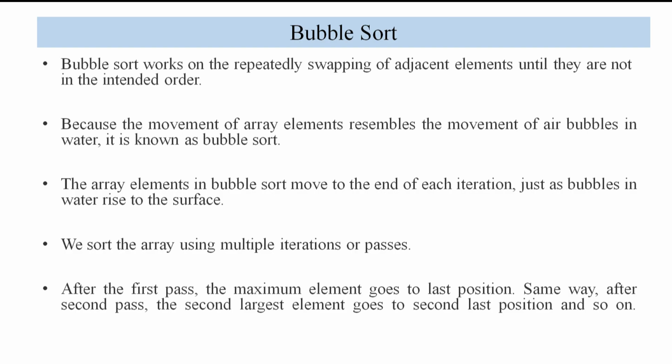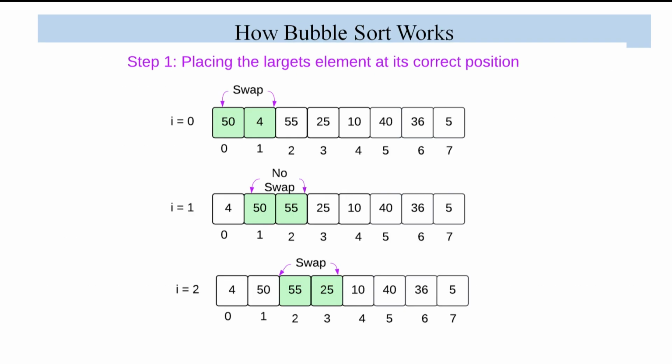So let me discuss it with the help of one example. Here we have 8 elements which are arranged in an array randomly. Bubble sort says that in pass 1 we try to place the largest element at the last location, or we can say each element is required to be placed at its correct position in every pass. So in the first pass, the largest element at the last location, in the second pass, the second largest element at the second last position, and so on.